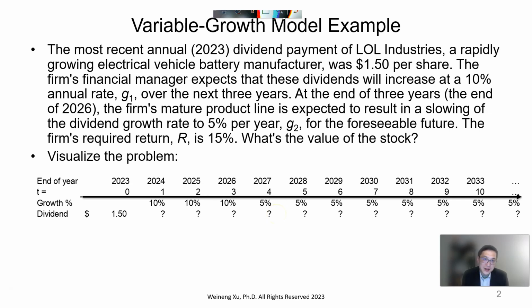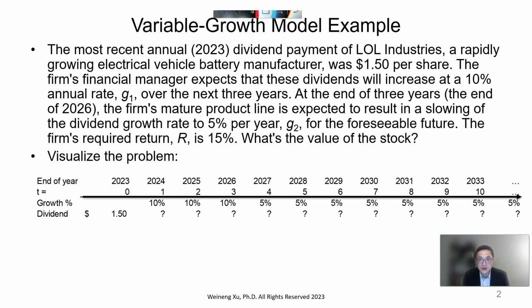The most recent annual, let's say 2023, dividend payment of LOL Industry, which is a rapidly growing EV battery manufacturer, was $1.50 per share. The firm's financial manager expects that these dividends will increase at a 10% annual rate, let's say that's G1, over the next 3 years. At the end of 3 years, which is the end of 2026, the firm's mature product line is expected to result in a slowing of the dividend growth rate to 5% per year, let's say that's G2, for the foreseeable future. The firm's required rate of return R is 15%. Then the question is, what is the value of the stock?